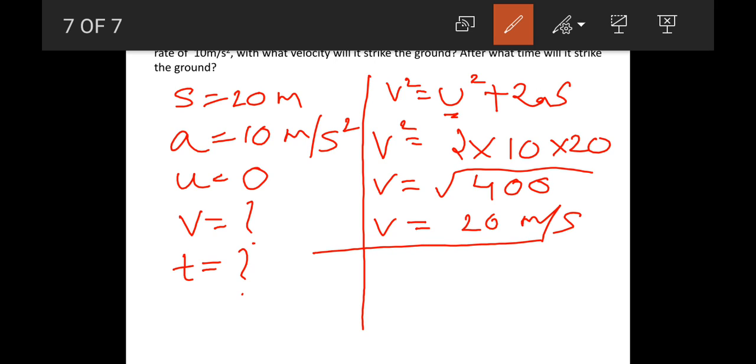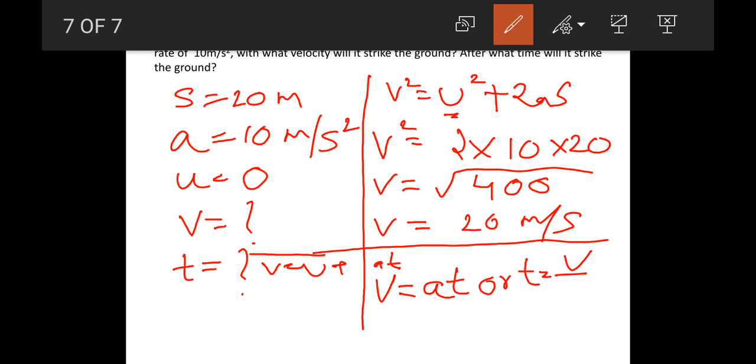Now time. Now use first equation. So first equation is v equal to u plus at. Okay, I am writing equation here. So v equal to u plus at. u is 0. So v equal to at or t equal to v by a. So your v is 20, a is 10. So 20 by 10, this is my 2 second. So in 2 second it is going to hit the ground with velocity of 20 meter per second.